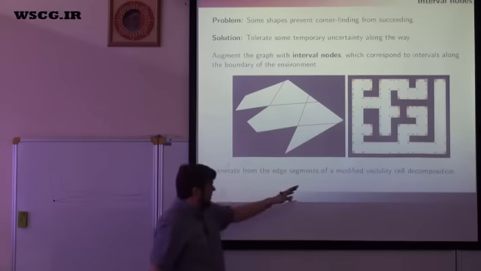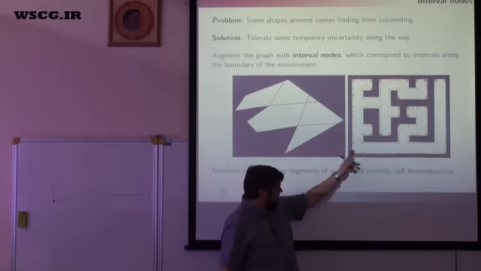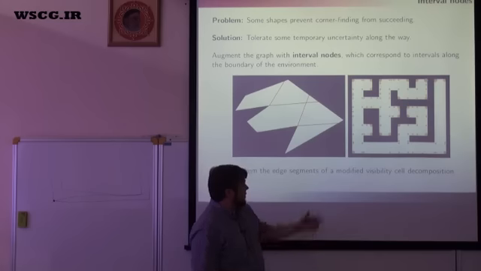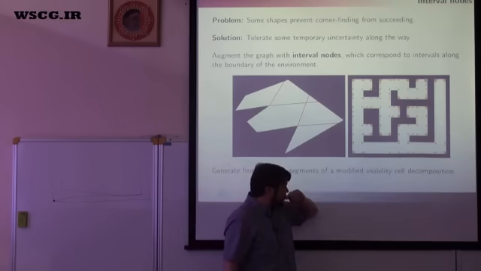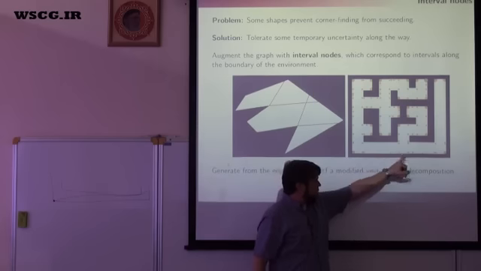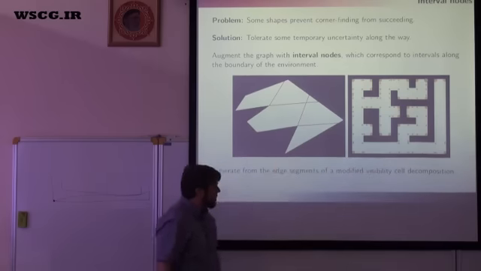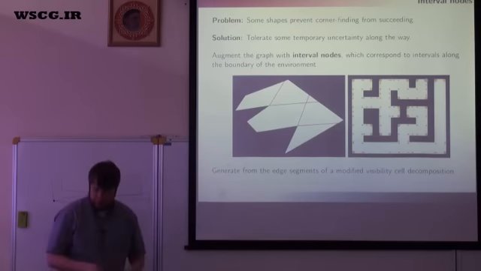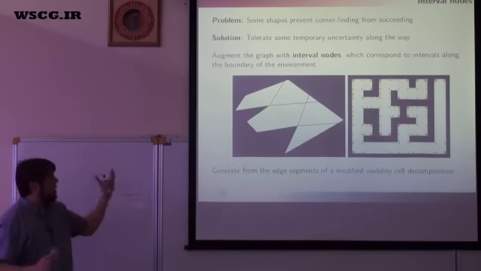That gives us, for each edge of our environment, a set of positions along that edge, and then we do an O(n squared) partition. Every interval whose endpoints are one of these endpoints that we've generated with this visibility projection, we include as an interval node in our graph. So there's a lot of them there.